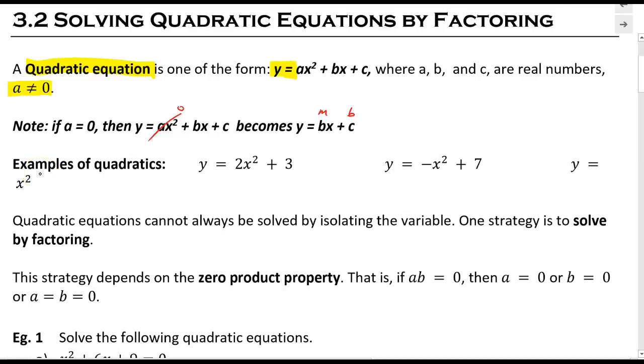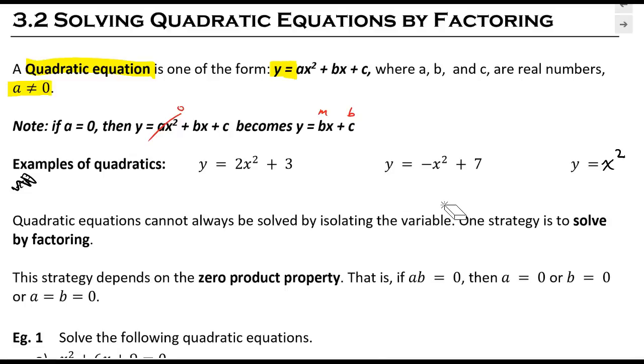So some examples are y equals 2x squared plus 3, y equals negative x squared plus 7, and, I apologize for how this shifted when it printed, y equals x squared. These are all quadratic equations, and they cannot always be solved by isolating the variable. We can't just get x by itself. This one, absolutely, we could. We could just take the square root of both sides. Even this one here, we could subtract 7, switch the sign, so x squared is positive, and take the square root. And even our first one. So all of these examples are entirely solvable by isolating the variable.